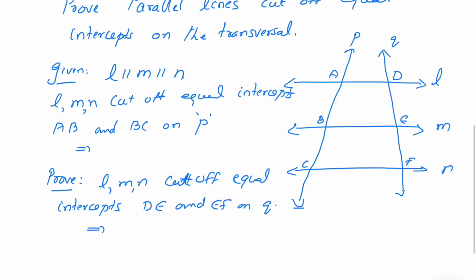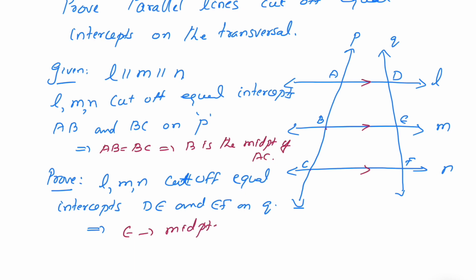Now the next, you have to prove the parallel lines cut off equal intercepts on the transversal. That means L, M and N are parallel. All the three lines are parallel and they cut off equal intercepts AB and BC on P. That means AB equal to BC. Equal intercepts means AB equals BC. That means B is the midpoint of AC. That is what is given. You have to prove the same parallel lines L, M, N cut off equal intercepts DE and EF on Q. That means you have to prove E is the midpoint, DE equal to EF. This theorem you will be using in some of the problems. So parallel lines cut off equal intercepts on the transversal.